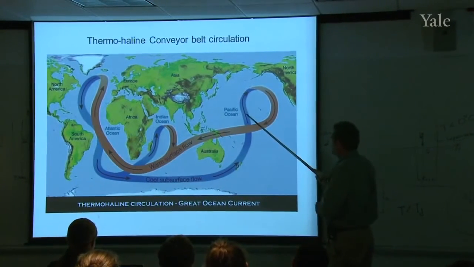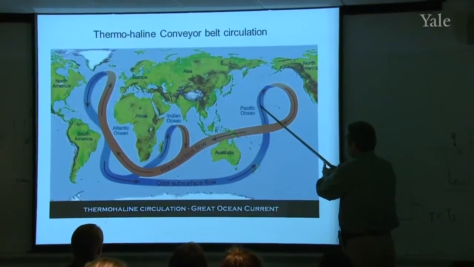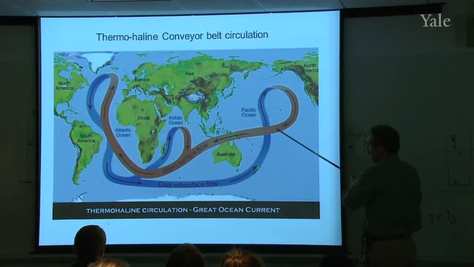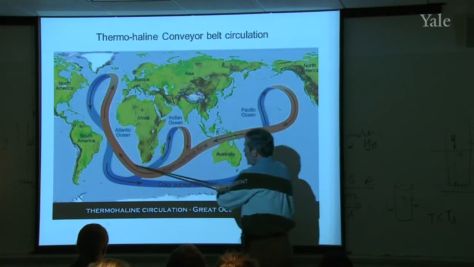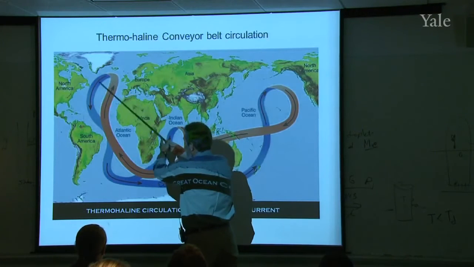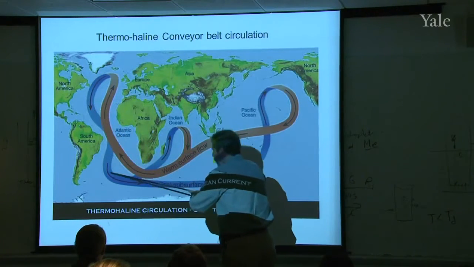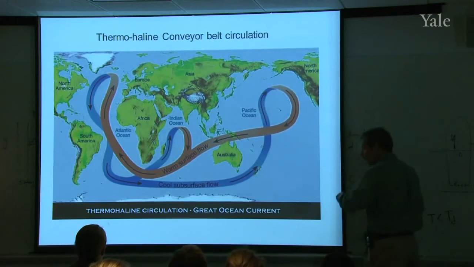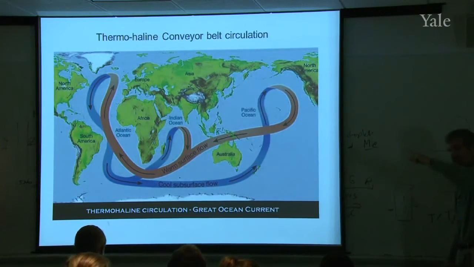Notice that in the Pacific Ocean, the water is less dense. It seems to rise and then flow into the Atlantic. The Atlantic Ocean being somewhat denser, this water sinks and then flows on the bottom of the ocean back into the Pacific. So there's kind of an overturning circulation.